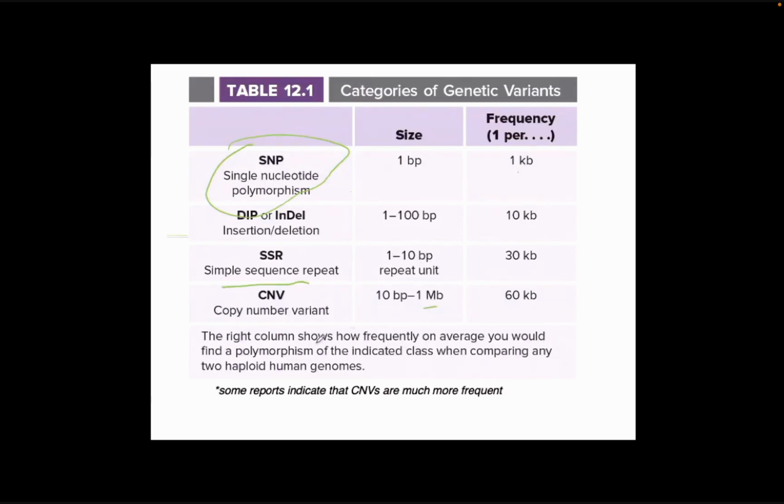And finally, we get to large scale variants. These are called copy number variants. Genes that are present in more copies can actually inform how genes are expressed. So that's when researchers talk about variations in the genome. These are kind of the general categories of variants. So what we'd like to do is have ways of detecting them.